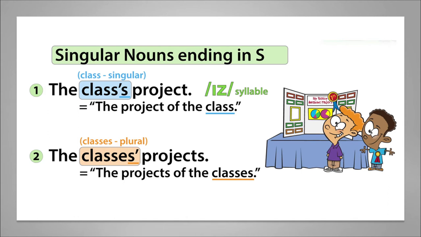Okay? Now let's take a look at the singular as the plural in number 2, plural nouns ending in S. The classes' projects. The projects of the classes. Okay, remember the class's project. In pronouncing the first example, you pronounce it the class's project, with the IZ syllable. The sound of Z is coming. And in the second one, the plural of class is classes. If you look at the difference between the two, it is class plus apostrophe S in the singular noun, and in the plural noun, classes and then apostrophe. The classes' projects. It can be two classes, three classes, four. Because we are talking about a plural noun. Clear?